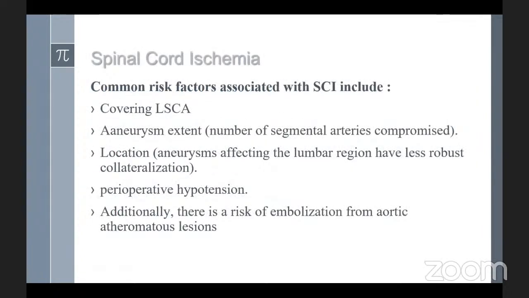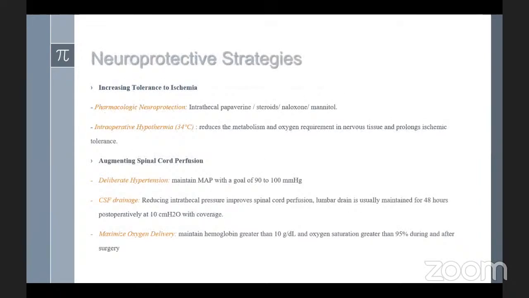So one of the most common complications also is spinal cord ischemia. The risk factors that lead to spinal cord ischemia, as we said, first is covering of the left subclavian artery. If the aneurysm is at the lumbar region, or if it extends to compromise the segmental arteries, if the patient has preoperative hypotension, or if we had any embolization from an aortic atheromatous lesion. So what can we do to prevent this spinal cord ischemia? We use neuroprotective strategies.